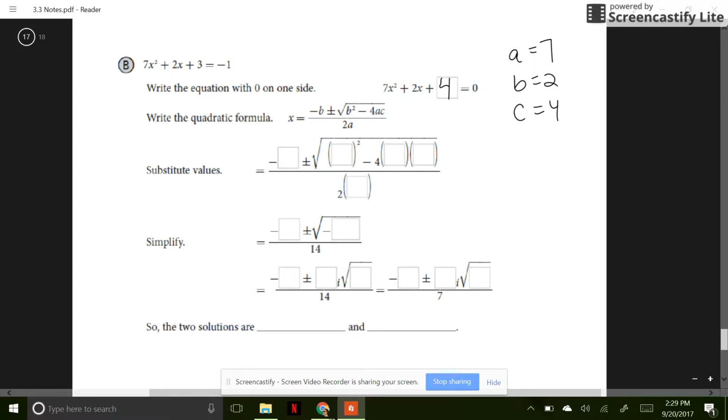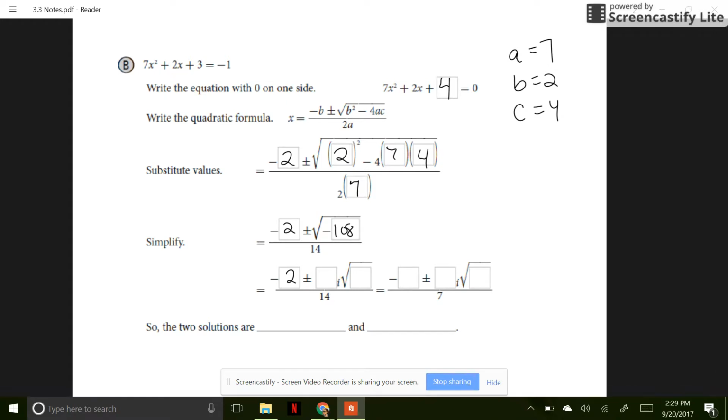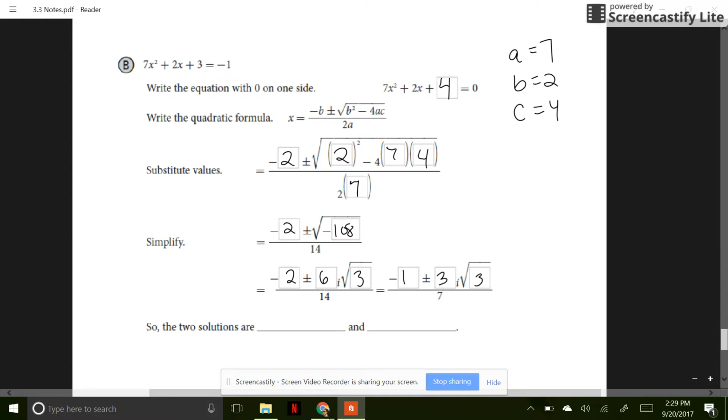We plug it in. Negative b, so negative 2 plus or minus the square root of b squared minus 4 times a, 7, times c, 4, all over 2 times a, which is 7. So we have negative 2 plus or minus. Plug this into your calculator, you'll come up with negative 108 under the root, over 14. You can simplify your root there. You'll come up with 6 root 3. Then we can simplify from there. Everything can get divided by 2. We'll get negative 1 plus or minus 3 root 3 over 7.